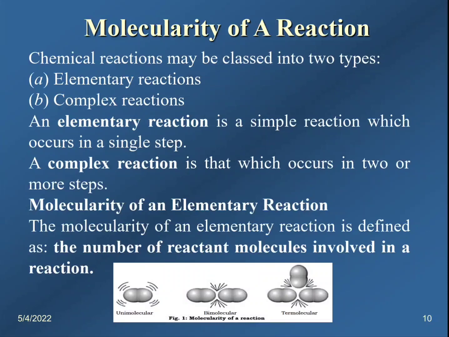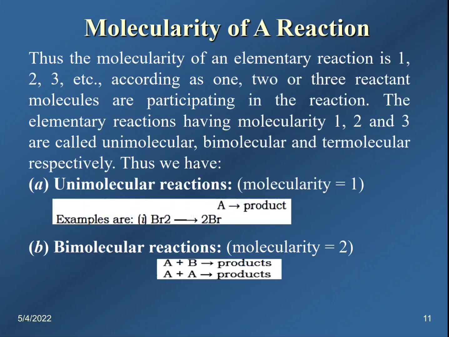The next point is the molecularity of a reaction. There are different types of reactions: elementary reactions and complex reactions. An elementary reaction is a reaction which occurs in a single step and does not occur in more than one step. These single step reactions are called elementary reactions. The second type is the complex reaction, which occurs in more than one step. Those types of reactions are called complex reactions.